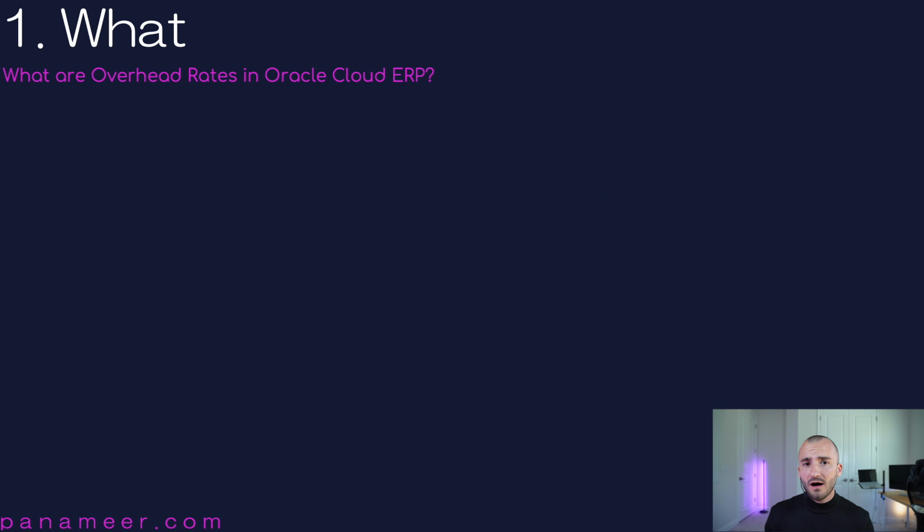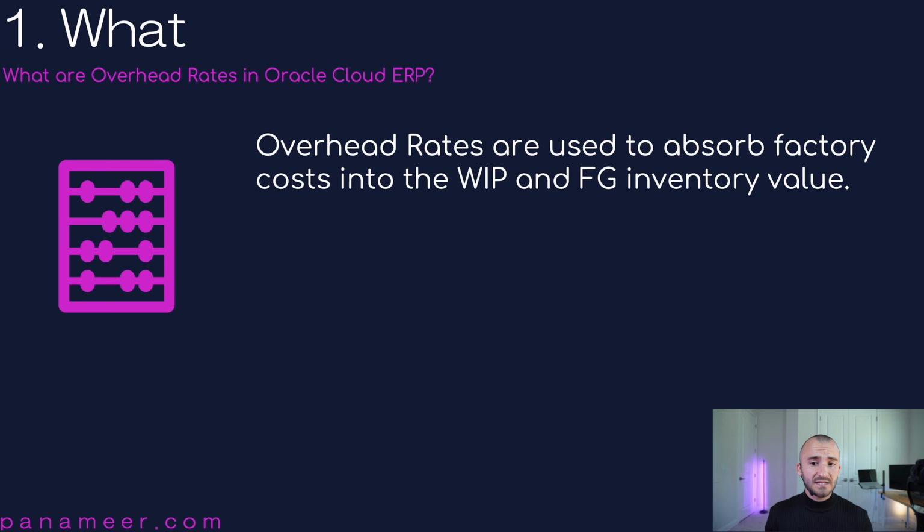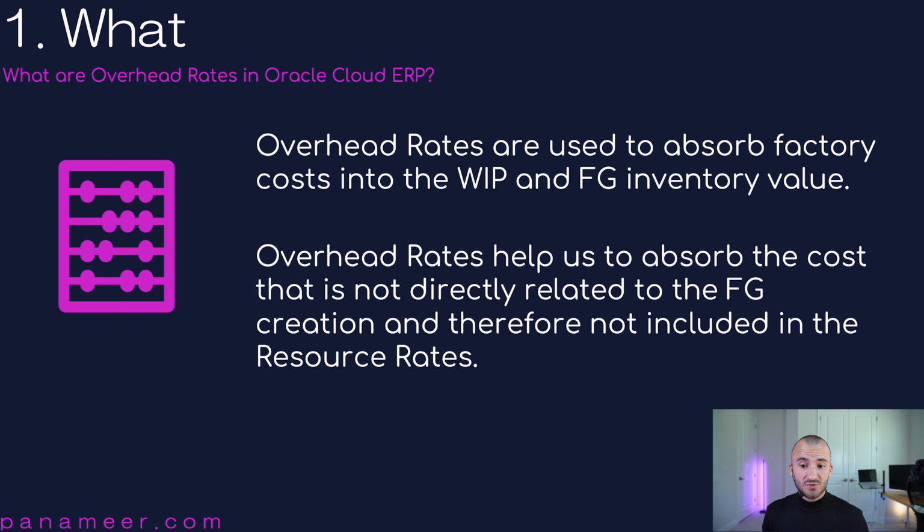First, what are overhead rates in Oracle Cloud ERP? Overhead rates are used to absorb factory costs into the WIP and FG inventory value, or work in process and finished goods inventory value. Overhead rates are used to absorb the cost that is not directly related to the finished good creation or the manufacturing process, and therefore not included in the resource rates that we covered in the previous video.